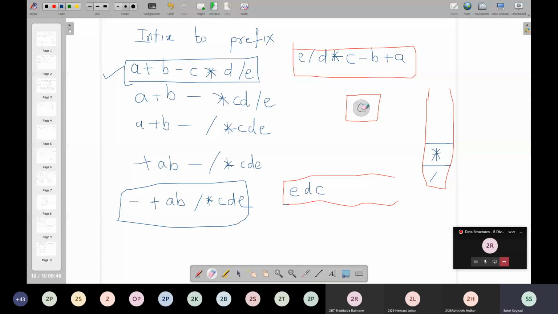Next thing that I scan is minus. What is minus? Minus is an operator. So its precedence will be checked with the precedence of the operator present on top of stack. Minus is having less precedence as compared to multiplication. This is case number B, the second case inside step number 2. What we do here? Pop. So multiplication will be popped.